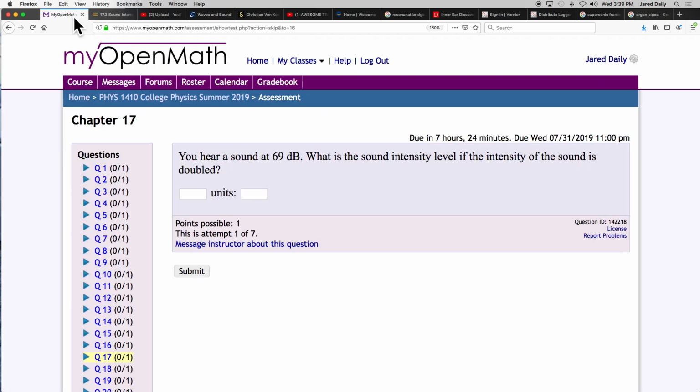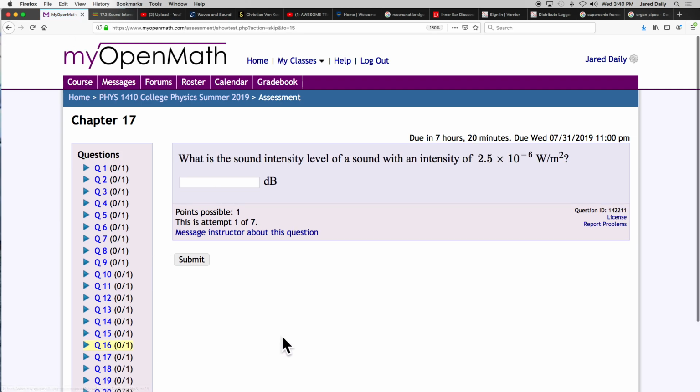And then I had the 16 on that one as well. So what is the sound intensity level of sound with an intensity of 2.5 times 10 to the negative 7 watts per meter squared? So this will not be the same thing because it's not a comparison between two. You're not saying one is twice as big as the other. This one actually gives you the intensity of 2.5 times 10 to the minus 6.